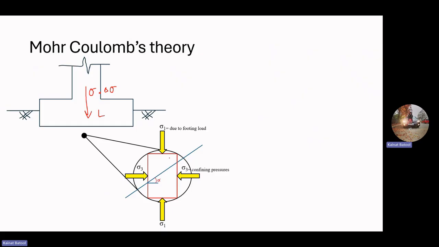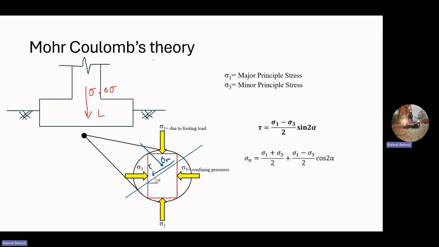Now this shear value would have its components sigma n and tau. To calculate this sigma n and tau, we have these formulas. So from these formulas, we will calculate the value of normal tau or the instant tau for this condition.